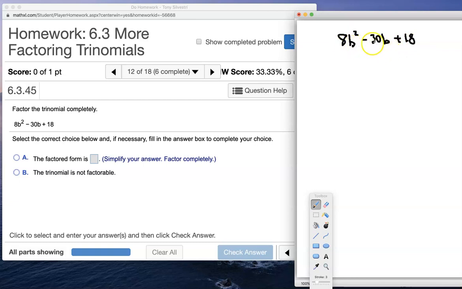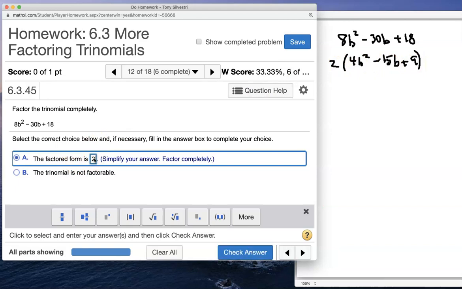And so the thing I'm going to do here, the biggest number that goes into 8, 30, and 18 is 2. Okay, I pulled it out. That means I got to divide everything in those expressions by 2. And what we're going to do now is concentrate on this guy. Now remember, when you plug in your answer, this 2 has to be in there. That 2 has to be part of your answer. If you don't include that 2, it's not going to be right.